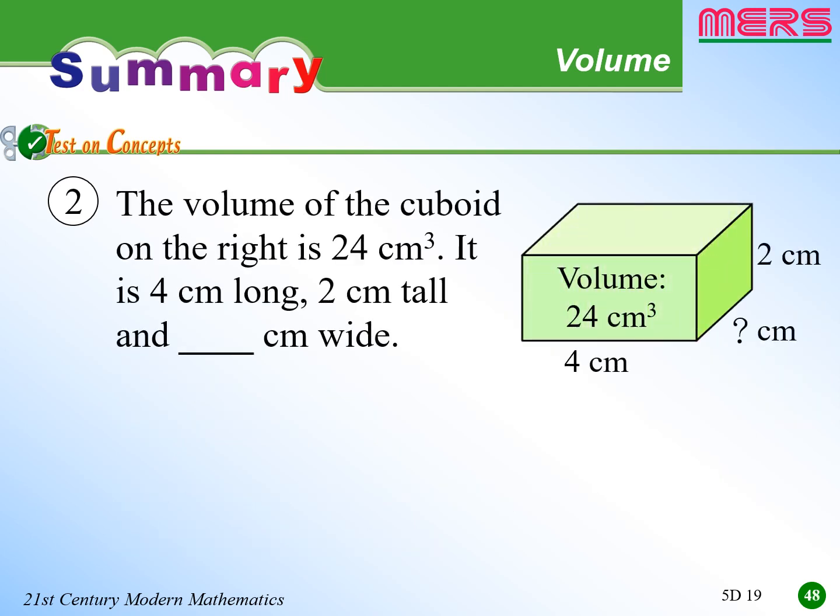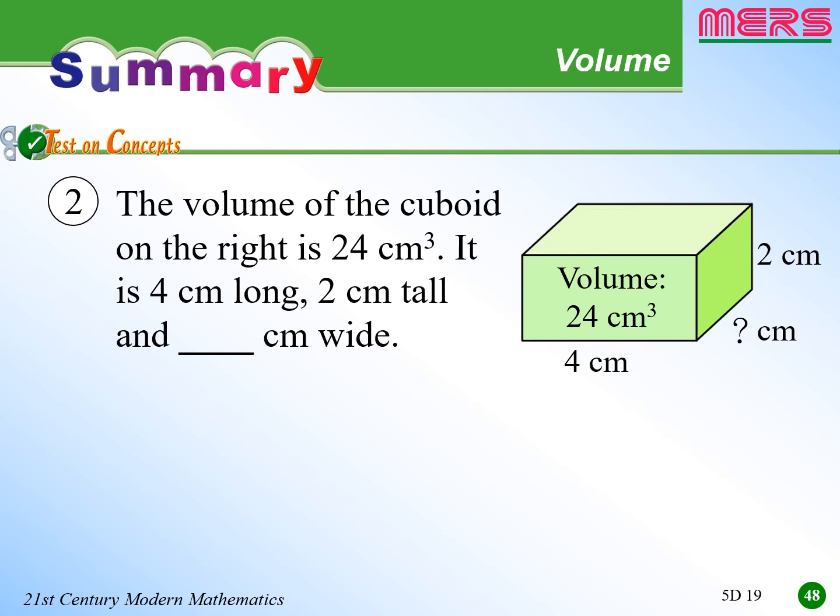The volume of the cuboid on the right is 24 cubic centimeter. Its length is 4 cm, its height is 2 cm. What is the width? To do this sort of question, you still have to use the standard formula. Volume of a cuboid is equal to length times the width times the height. First, write down the equation. 24 equals 4 times 2 times W.